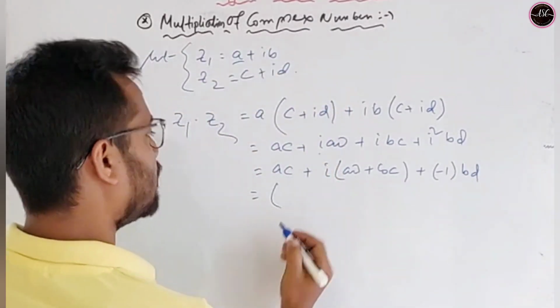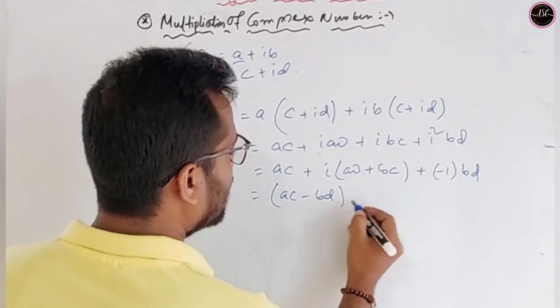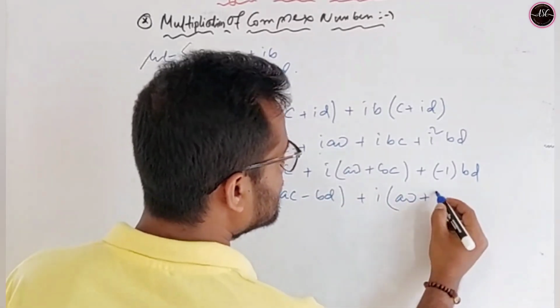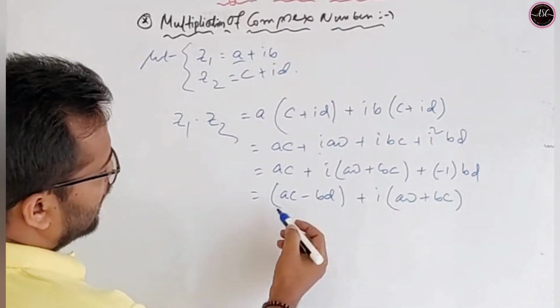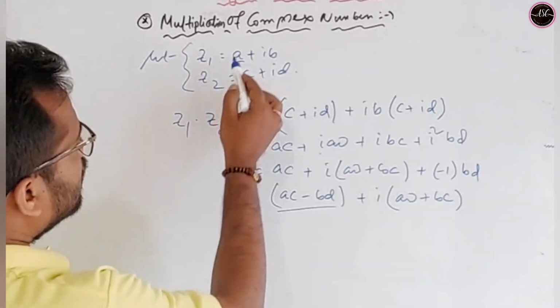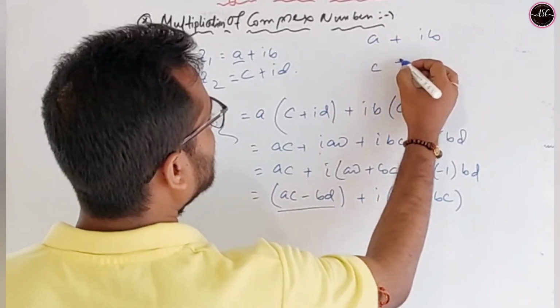So if we segregate the real part and imaginary part, we get AC minus BD, and here I of AD plus BC. Okay, simple, very simple. And by formula we can write this. Okay, so by this, if we have A plus IB and C plus ID.